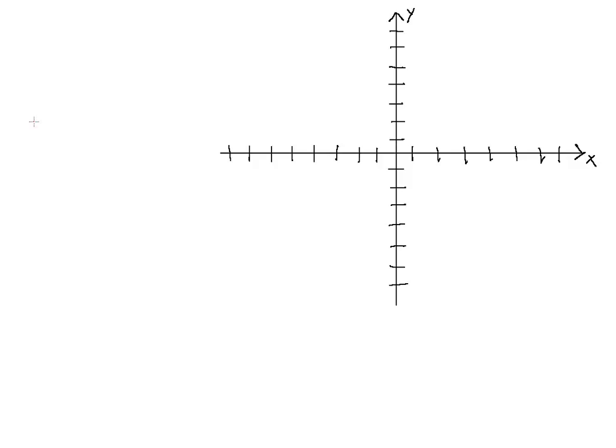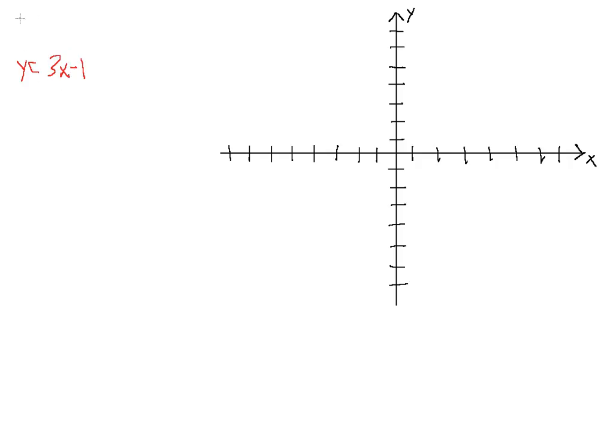Welcome back. We're continuing to deal with slope-intercept form equations. So what we're going to do is we're going to be given a linear equation in slope-intercept form, and we're going to want to graph it over here on the Cartesian plane. So let's look at a few examples. Let's say we have y equals 3x minus 1. Now, how do we graph this?